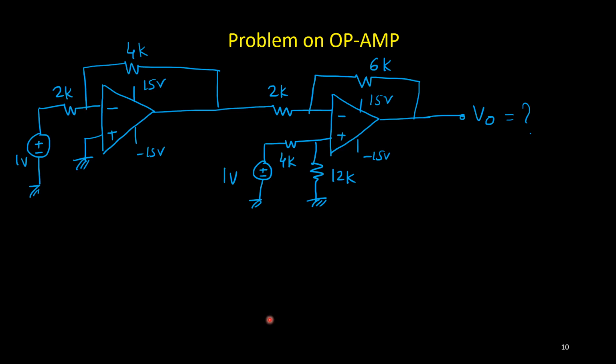So it's fine. Output could be finite within the range minus 15 to plus 15. That we should check at the end, assuming that the output voltage is finite within the range. Now, can we find this potential? Suppose it is V naught prime, what is the value? That is an inverting amplifier. So V naught prime will be the gain, minus RF by R1, minus 4 by 2. This is the gain, and the input voltage is 1. So basically it is minus 2 volt. It's over.